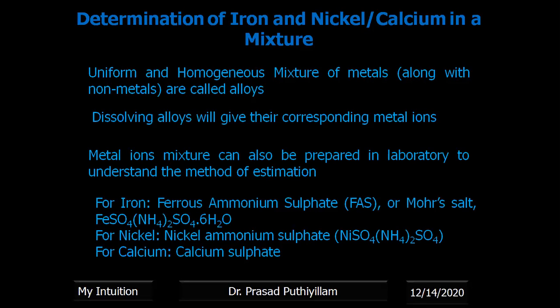For example, the iron solution can be prepared with ferrous ammonium sulfate, FAS, or Mohr's salt, which is FeSO4, (NH4)2SO4, 6H2O. A nickel solution can be prepared with nickel ammonium sulfate, NiSO4, (NH4)2SO4. Calcium can be prepared from calcium sulfate. Therefore, a mixture of iron and nickel can be prepared from FAS and nickel ammonium sulfate. A mixture of iron and calcium can be prepared by mixing ferrous ammonium sulfate and a known amount of calcium sulfate.